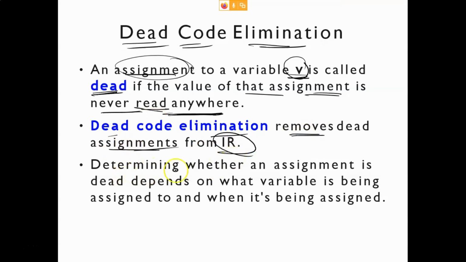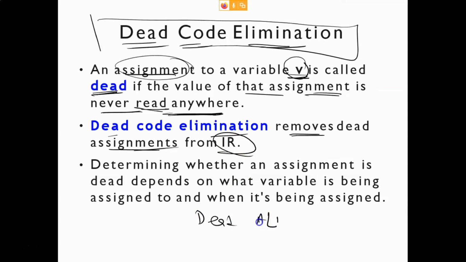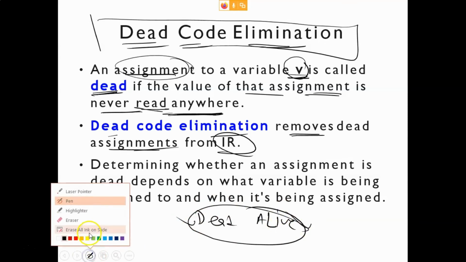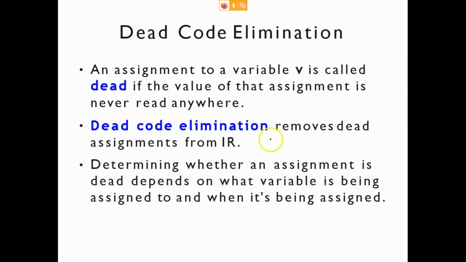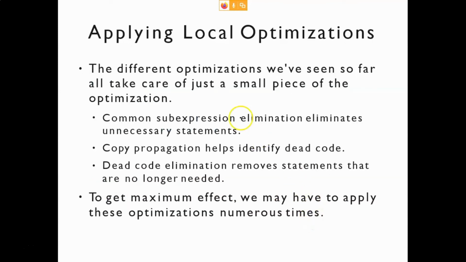Now, if you want to apply this algorithm, what do you need to determine? You need to determine which variables are dead and which variables are alive. This thing you need to find out. Once we find this out, then we can remove the dead statements, the dead assignments. So determining whether an assignment is dead depends on what variable is being assigned to and where it is being assigned. We will see this by example, and it will be clear.